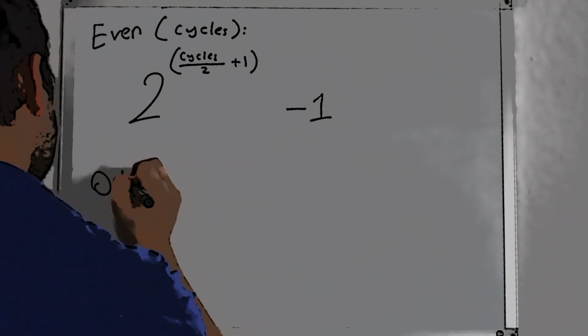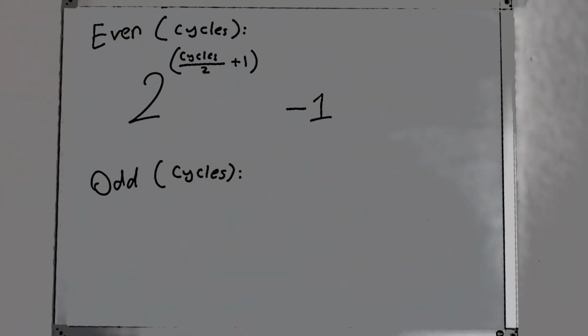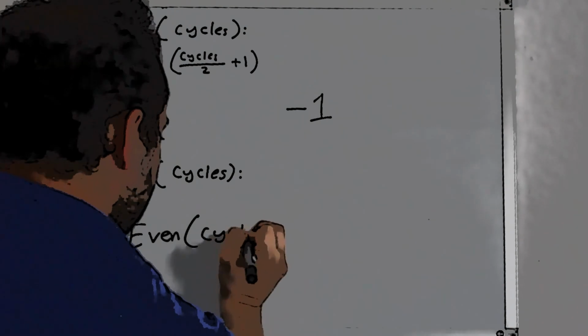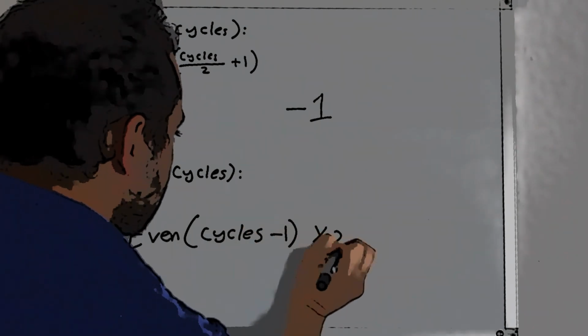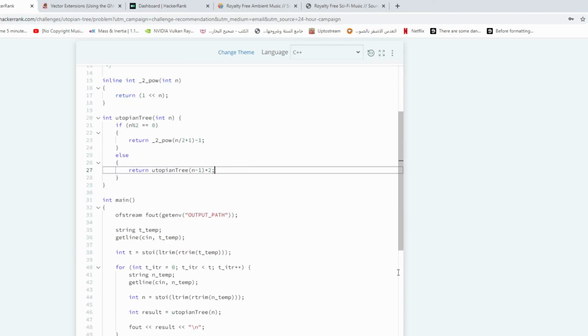Well, what about the odd cycles? From the problem definition, we know that the odd cycles are just the even cycles times 2, because we are always doubling in spring, which is the odd cycle. So we just have to solve the problem this way. If it's even, we have this equation. If it's odd, we double the result of the previous cycle. And that's how it's done.